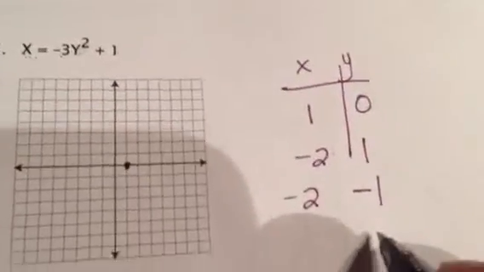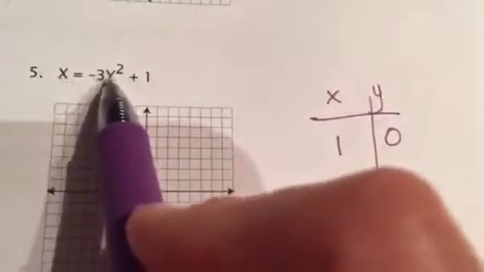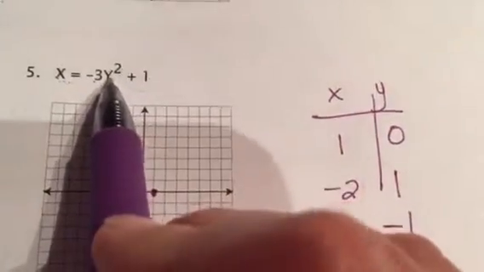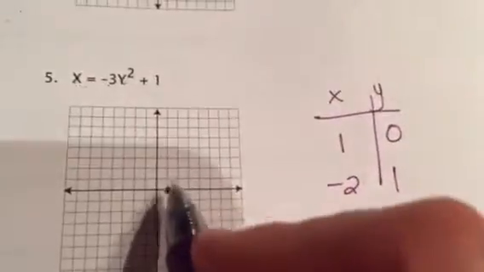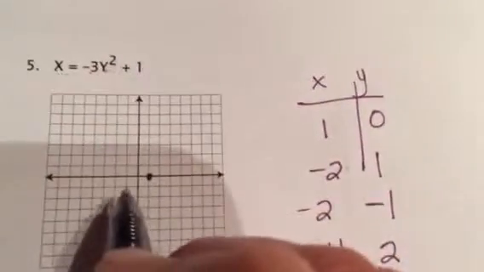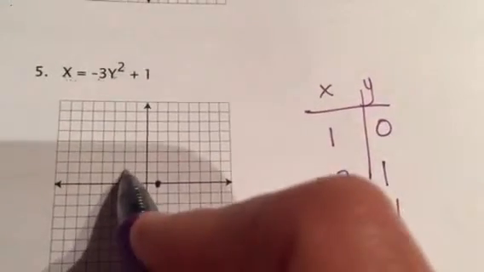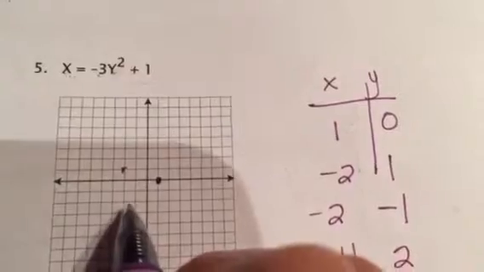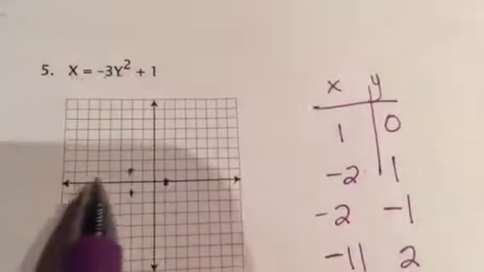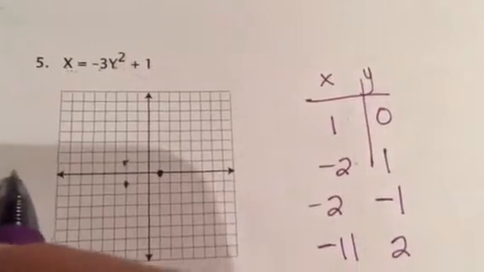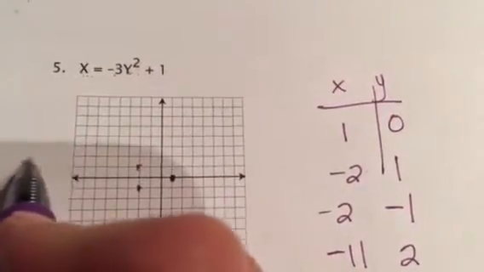So let's do one more. Let's plug in a 2. 2 squared gives you 4. 4 times -3 is -12. -12 plus 1 is what, -11. So, woo! Let's do this. We've got -2, 1, and we've got -2, -1. And then if you went way out here, estimate 11, it would be up finally to 2.